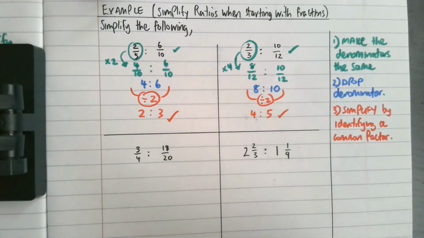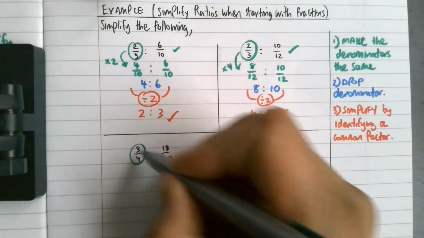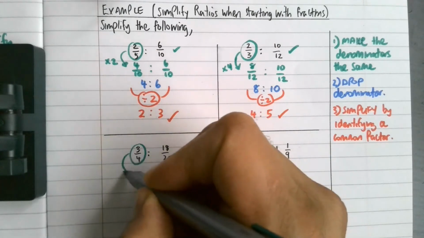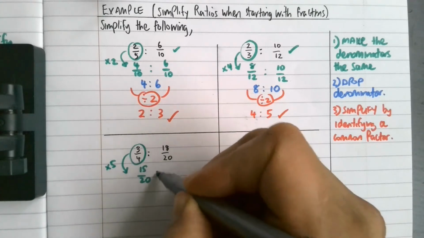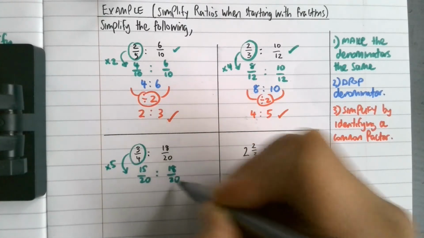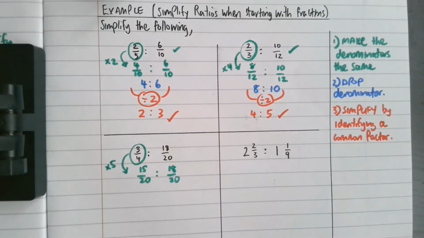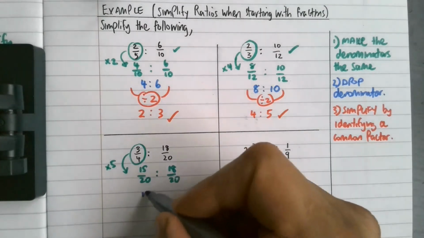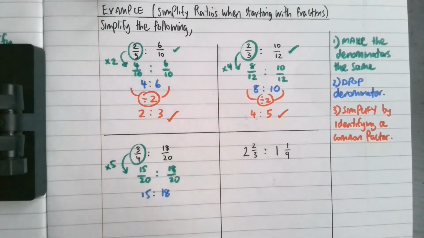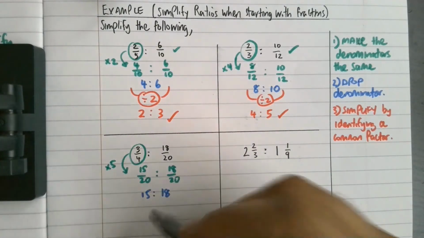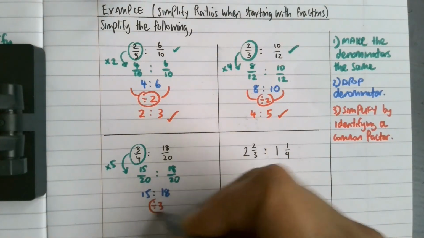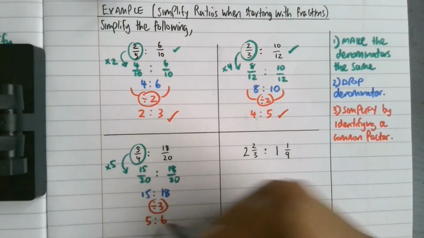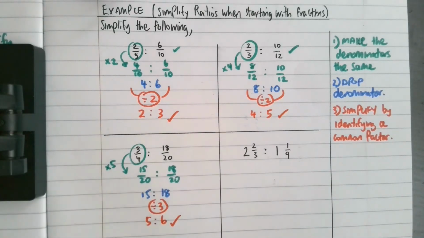For the third one, again 3/4 to 18/20. I'm going to multiply the first part of the ratio by 5, both numerator and denominator, so that I get 15/20. Now that the denominators are the same, I can drop the denominator from the ratio and just write it as 15 to 18 again. Very similar to when we did the unit conversions. Once the units were the same, we dropped the units from the question. This time we dropped the denominator. Now we simplify by identifying a common factor, and we end up with 5 to 6. This 3 was a common factor.